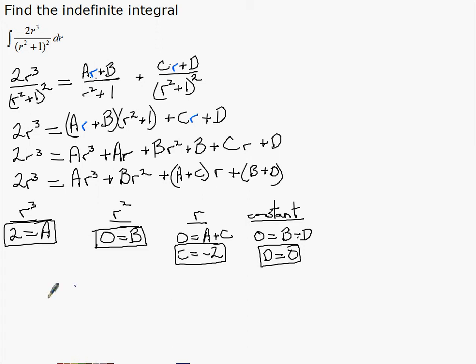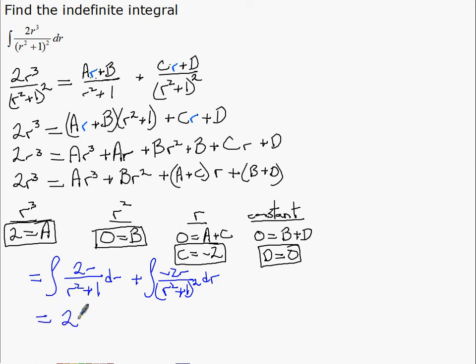We'll change colors here to do the integration. So the integral then, we'll take down here, will be the integral of 2r over r squared plus 1 dr plus integral of minus 2r over r squared plus 1 all squared dr.